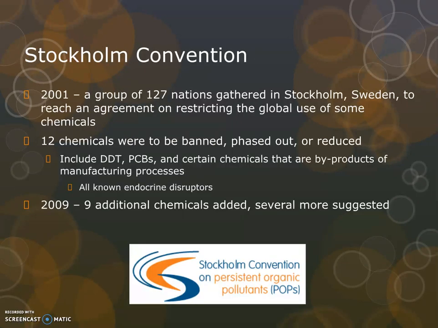And then in terms of monitoring these things, we have the Stockholm Convention. In 2001, 127 countries got together and came up with a list of 12 chemicals to be banned, phased out, or reduced. These include things like DDT, PCBs, and every single one of them on the list was an endocrine disruptor. In 2009, 9 additional chemicals were added and several more were suggested.